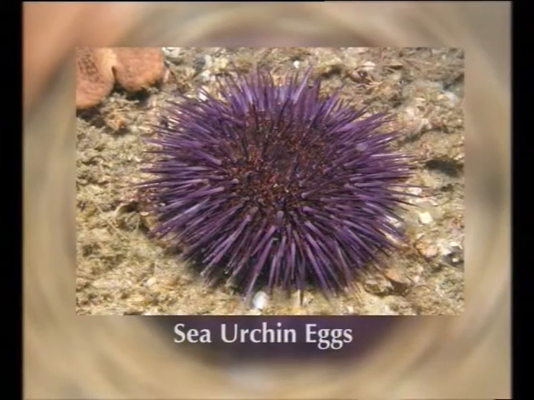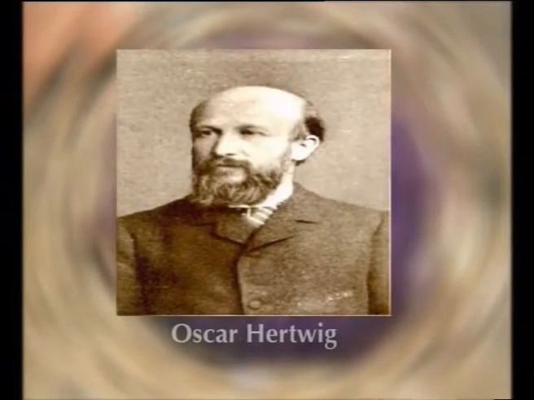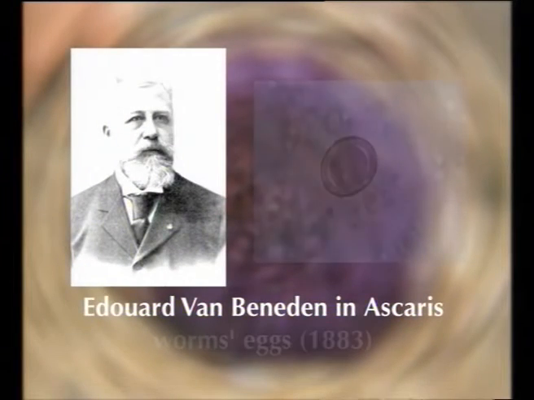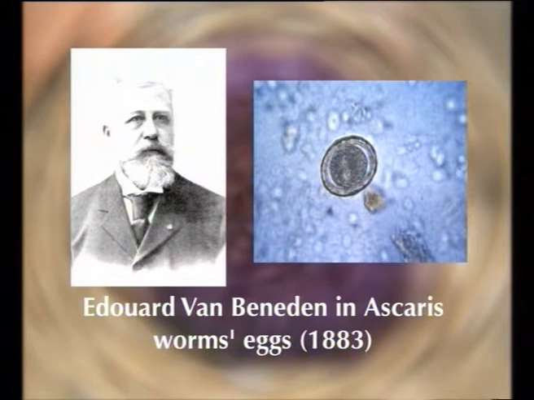Meiosis was discovered and described for the first time in sea urchin eggs in 1876 by the noted German biologist Oskar Hartwig. It was described again in 1883 at the level of chromosomes by the Belgian zoologist Edward van Beneden in Ascaris worm eggs.